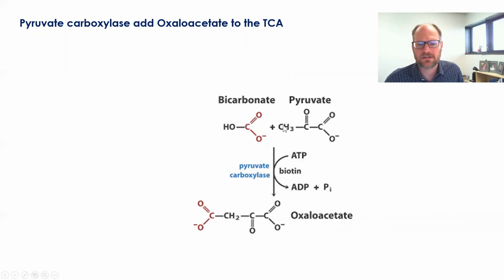The way this works is that you take your pyruvate moiety here, and this ultimately ends up adding here onto the bicarbonate, and you end up with this 4-carbon molecule here. But importantly, the bicarbonate is added to the position that's farthest away from the carbonyl.